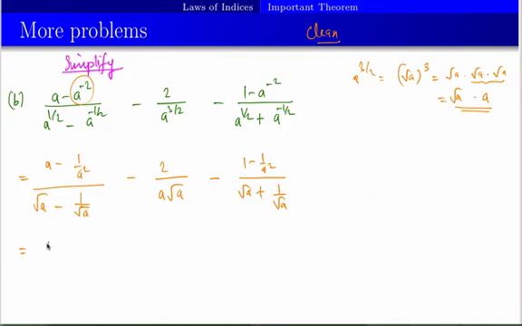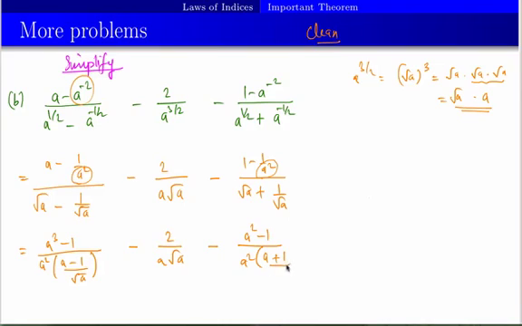This will become a cube minus 1 upon a square. This a square comes down, this a square comes down, and I cross multiply things here also. It will become a minus 1 upon square root of a minus 2 upon a into square root of a minus a square minus 1 upon a square. This a square comes down into a plus 1 upon square root of a. I hope this is very clear.